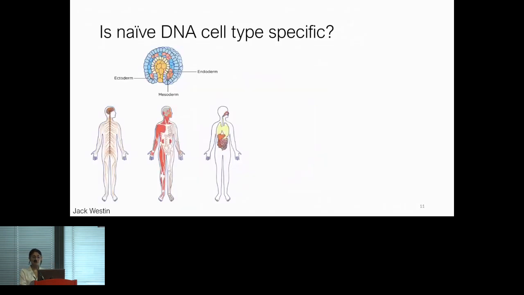Okay, so if you remember at the beginning of the talk, I said people also use cell type specificity as a marker for function. So we wanted to see if this naive DNA also had cell type specific activity. So again, we're going to use both the genomic and the local shuffled sequences, and we predicted the DNA's tracks for 3 major cell lineages. So from the ectoderm, the mesoderm, and the endoderm.